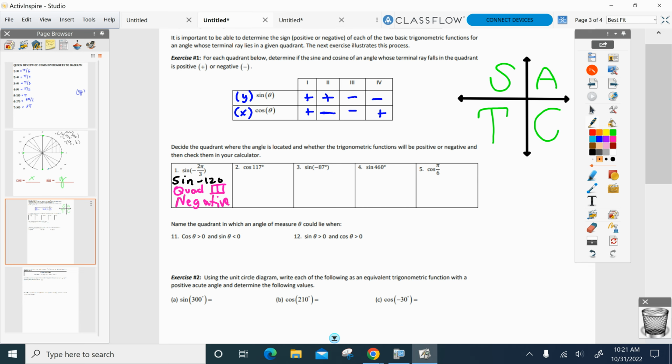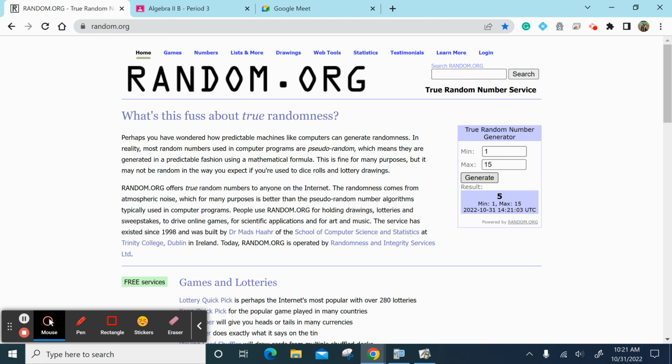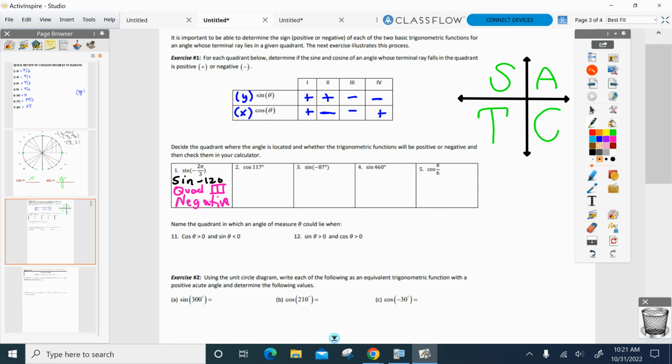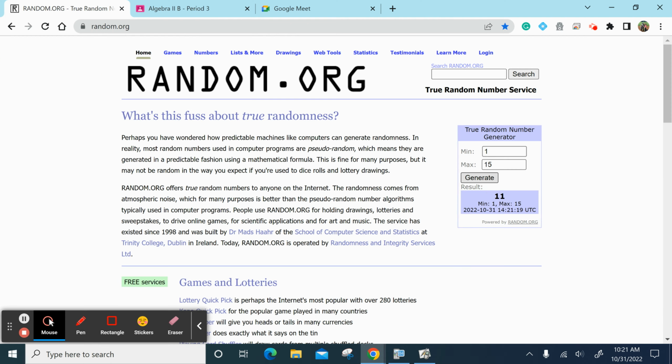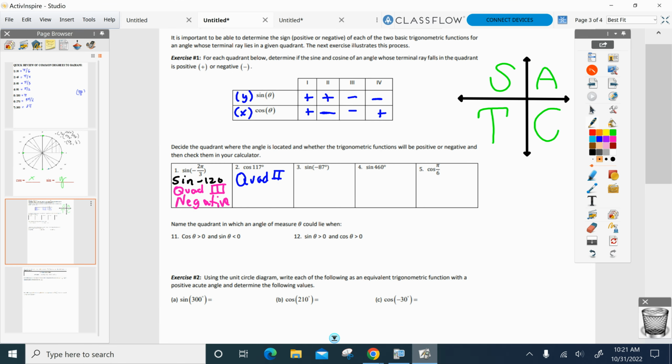Cosine 117, quadrant. Oh, the second. Cosine, positive or negative in the second? Negative. Negative in the second quadrant. So my answer is going to be negative.